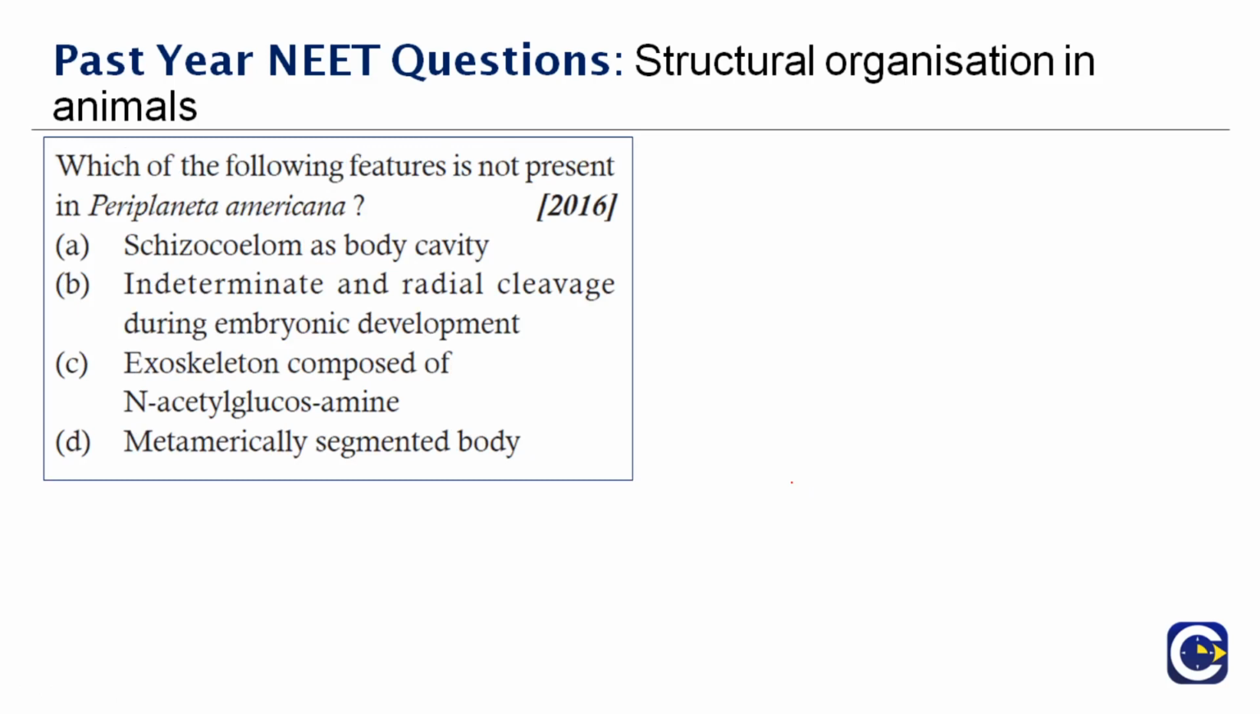Okay, next question here. Which of the following features is not present in Periplaneta americana? So what is the scientific name of what we are talking about? We are talking about a frog. Okay, so you have four options here. The correct answer is option B, indeterminate and radial cleavage during embryonic development. So this is not present in Periplaneta americana, that is a frog. It shows spiral and determinate types of cleavage during embryonic development, which is a feature of the protostomes. Yeah, protostomes. Okay, therefore the correct answer is option B.